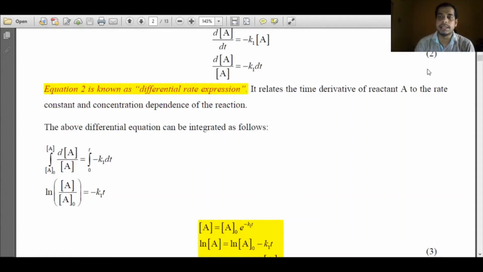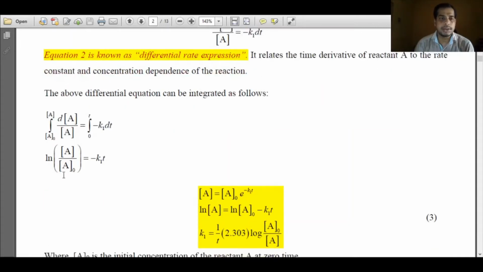Again my integration limit will be A0 to A, and the time limits will be t equal to 0 to any time t. So if I do that, I'll get ln A over A0 is equal to minus K1 t. Now if I rearrange, I can get A is equal to A0 e to the power minus K1t. This is equation 3. Also I can write ln A is equal to ln A0 minus K1t.